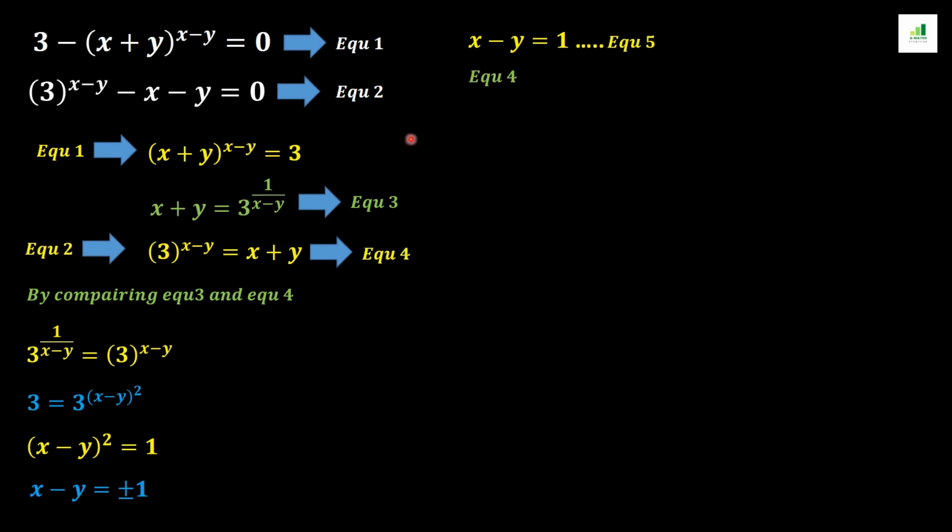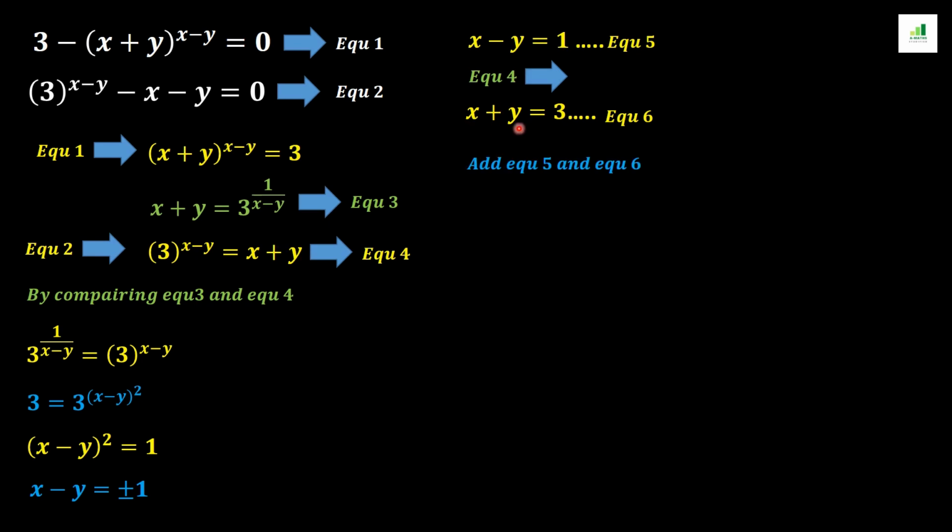And when I insert this value, x − y = 1, inside equation number 4, I will get x + y = 3, which is equation number 6. How? Simply, when I replace this x − y with 1, I will get 3^1, which is equal to 3, and the other part of the equation will remain the same, which is x + y.